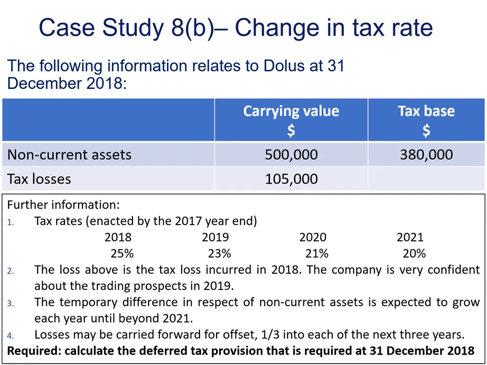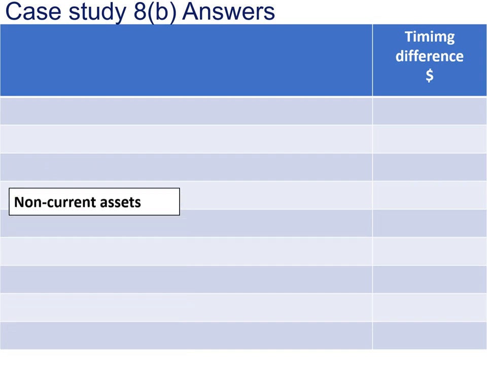So we are at the end of 2018. So we are saying the 105,000 we can carry forward into 2019, 2020, and 2021 equally. Calculate the deferred tax provision that is required at 31 December 2018.